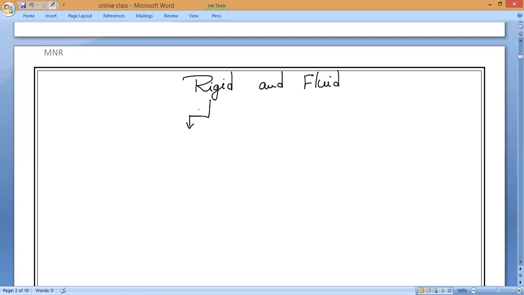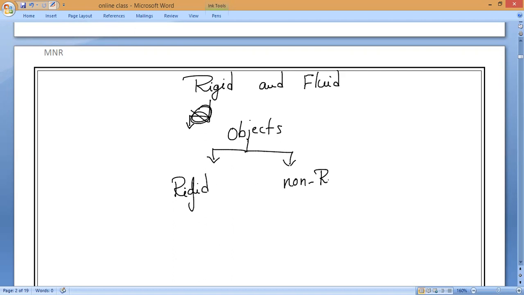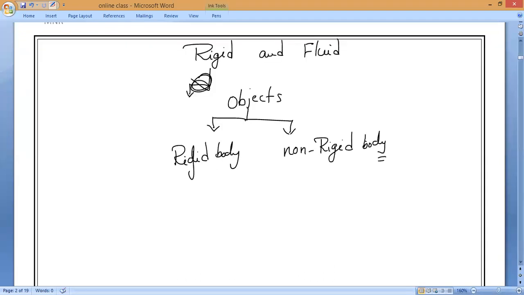Now, if you take any kind of object, we can classify objects into two types. One is rigid bodies and another one is non-rigid bodies. Is it okay, guys? Rigid bodies and non-rigid bodies. So now any object we can call a rigid object or a non-rigid object. So let us discuss what we mean by a rigid body and a non-rigid body. Shall we start, guys?